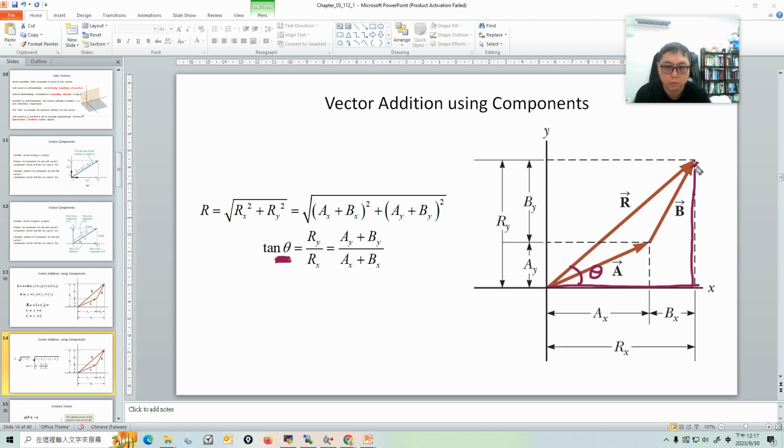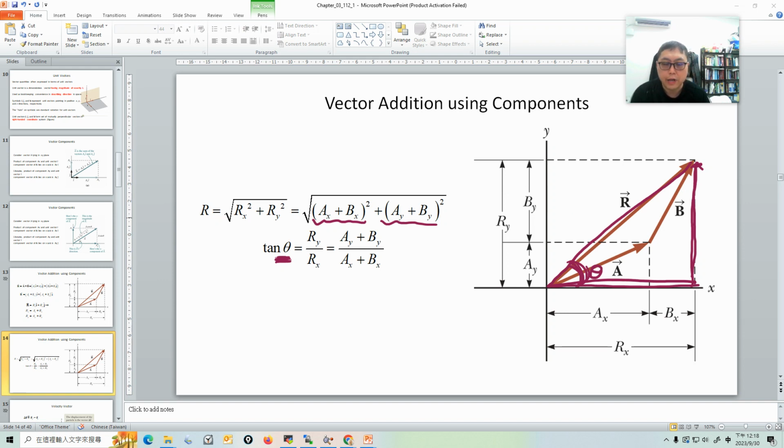Very simple trigonometry. We are dealing with this triangle. So the tangent theta is Ry over Rx. And the magnitude of the final resulting vector is the x component squared plus the y component squared, and then take the square root. Just the same. Very beautiful.